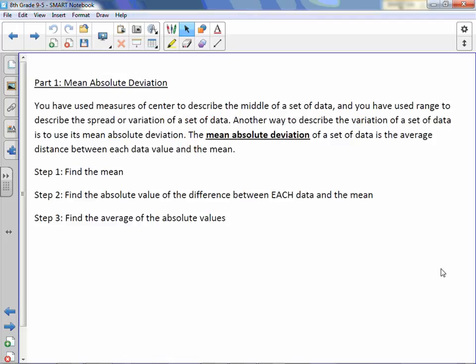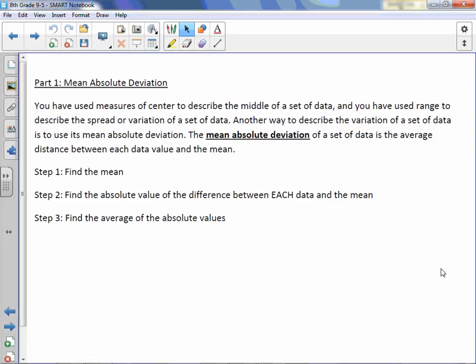You have used measures of center to describe the middle of a set of data. You have also used range to describe the spread or variation of a set of data. Another way to describe the variation of a set of data is to use its mean absolute deviation. The mean absolute deviation of a set of data is the average distance between each data value and the mean.